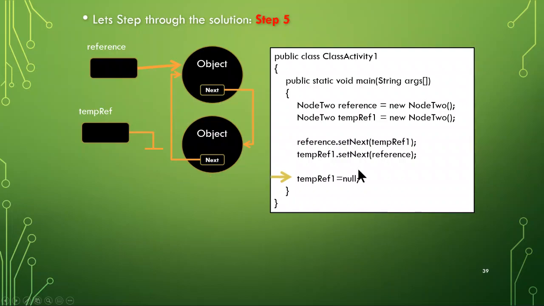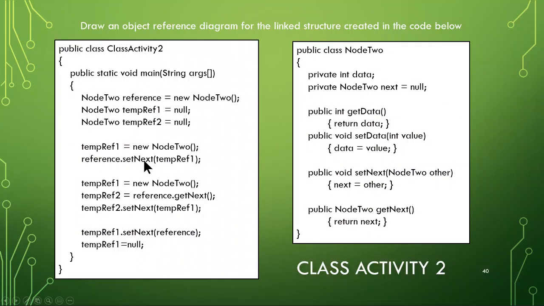And then finally, temp ref 1 equals null. Then temp ref 1, we draw it out here to say that it's not attached to anything right now, so no arrow. If I try to go temp ref dot, it'll crash because this is null and there's nothing to follow it to. So boom, done.